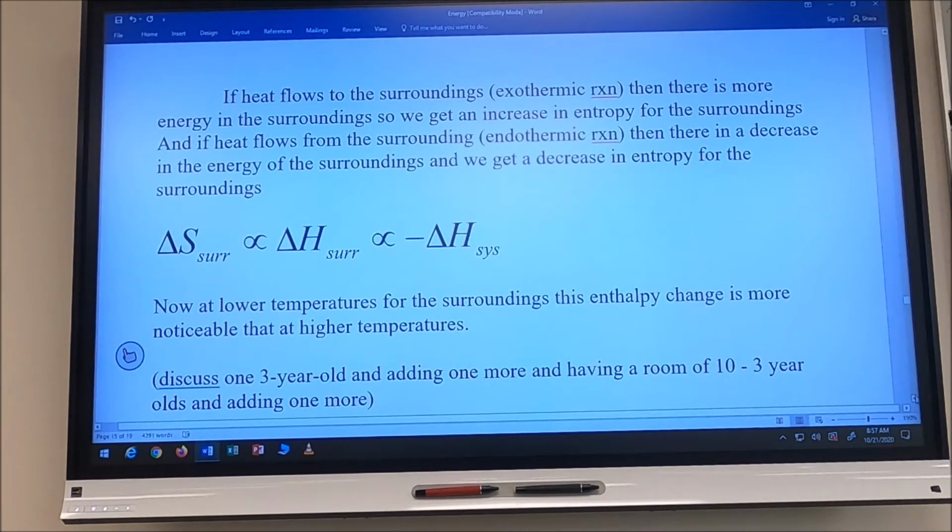So the change in entropy of the surroundings can be gotten at by looking at the change in enthalpy of the system. Now notice it says proportional to. So we're not quite all the way there yet. At a lower temperature for the surroundings, this enthalpy change is more noticeable than at a higher temperature.